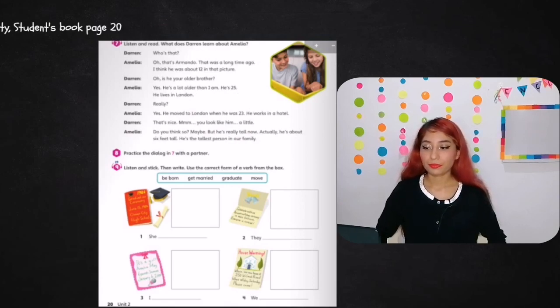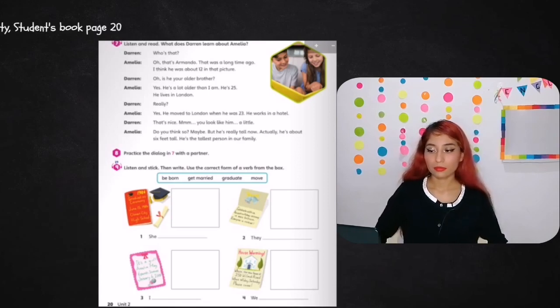Who's that? Oh, that's Armando. That was a long time ago. I think he was about 12 in that picture. Oh, is he your older brother? Yes, he's a lot older than I am. He's 25. He lives in London.